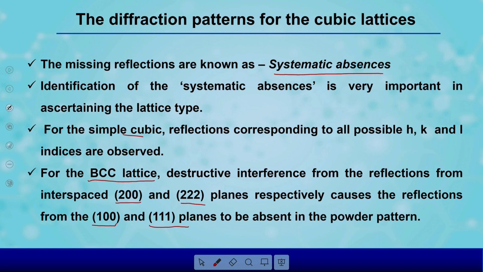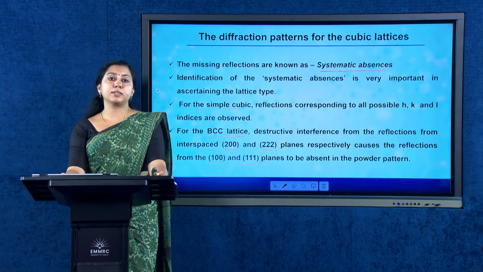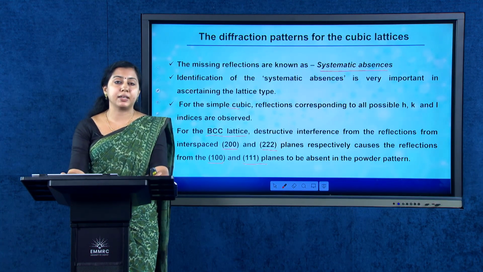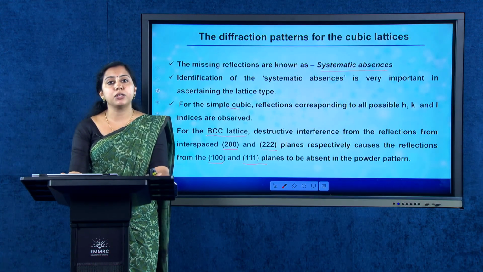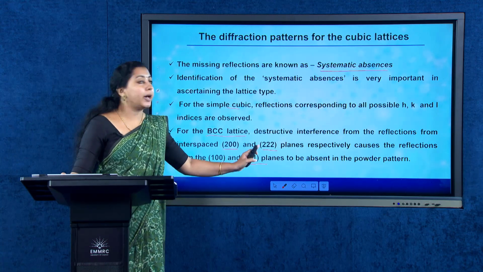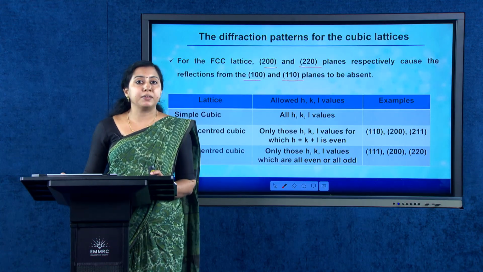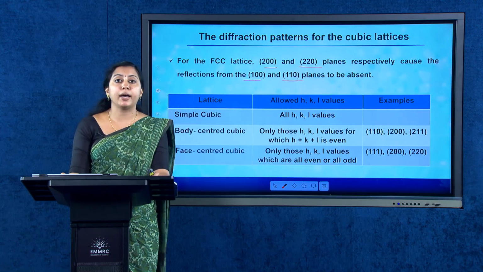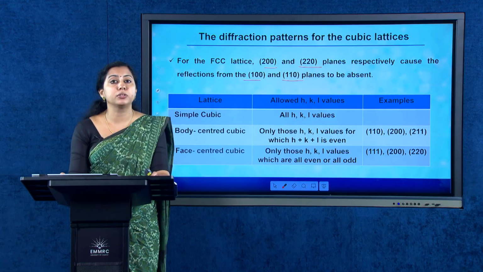So, for a simple cubic system, there will be reflections corresponding to all possible h, k and l values. In a BCC lattice, we cannot see reflections corresponding to 100 and 111 planes. The lines will be absent from the 100 and 111 planes due to destructive interference from the planes 200 and 222 respectively. Similarly, in a face centered cubic lattice or FCC lattice also, we cannot see reflections corresponding to 100 and 110 planes due to the destructive interference from the 200 and 220 planes.